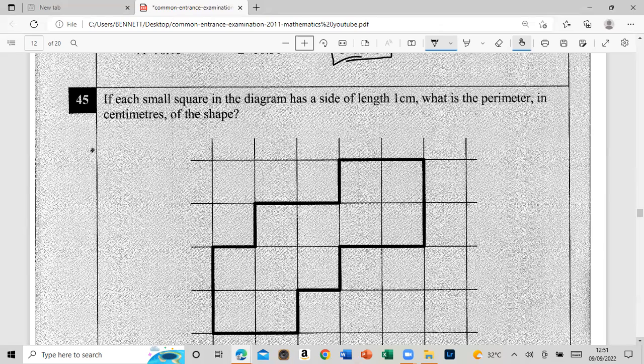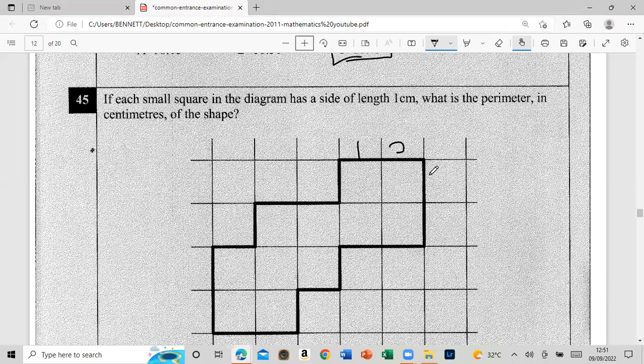Alright. If each small square in the diagram has a side of 1 centimeter, what is the perimeter in centimeters of the shape? And that will be the brightest part. So we're going to start right at the top. So each one is 1. So that's 1, 2, 3. This is a perimeter in another form. And I love these type of questions. Absolutely awesome.